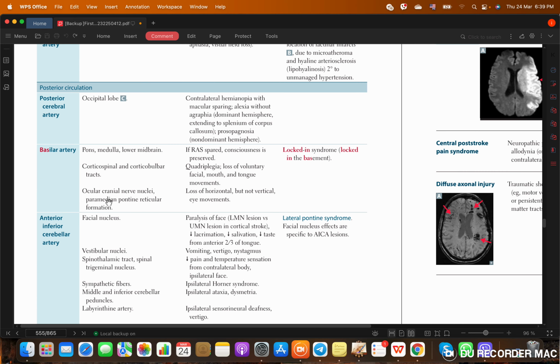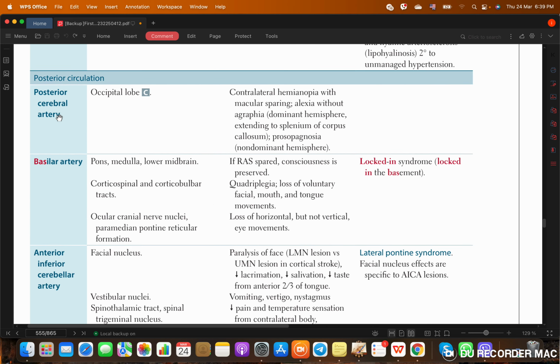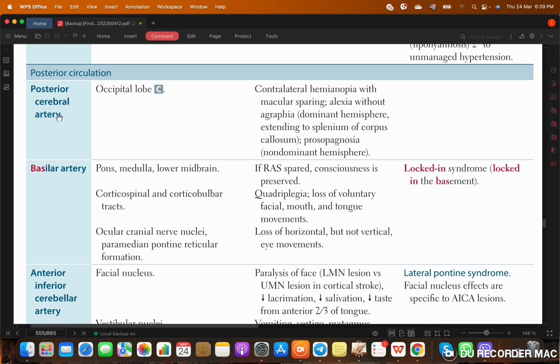So let's see what they write here. PCA. Oh, PCA. Which portion of the brain is supplied by the PCA?